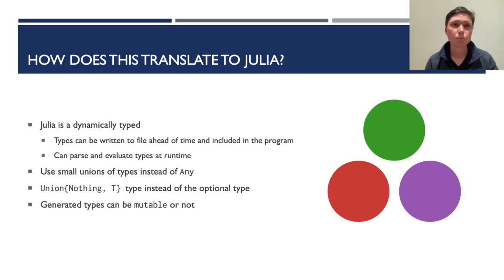F# also doesn't have union types in the same way that Julia does, so it would go from a string to, if you had a string and an int, to an any, whereas here we can use small unions and say union of string and int instead of any, and that is more efficient in Julia. F# also has optional types, whereas I've chosen to represent those in Julia as the union of nothing and whatever other types are present there. And then, as with all structs in Julia, they either can be mutable or not.